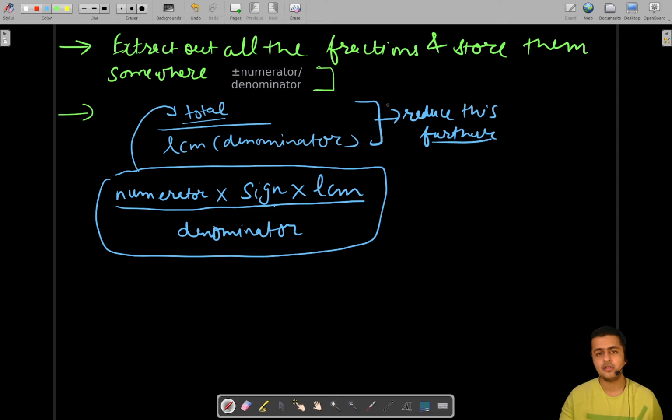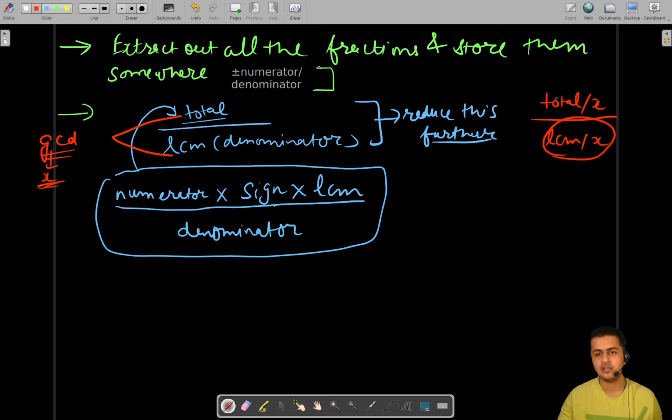So how will you reduce this? What you will be doing here is finding the GCD of these two. Okay, greatest common divisor. Let's say GCD comes out to be 10, or x. So you will divide this total by x and also LCM by x. Then it will be converted into an irreducible fraction. Okay, so this is the whole logic.